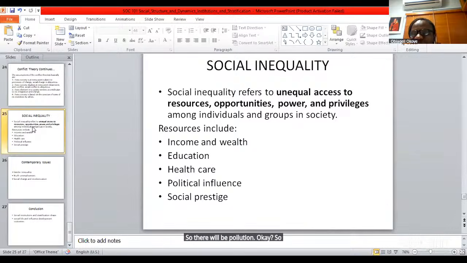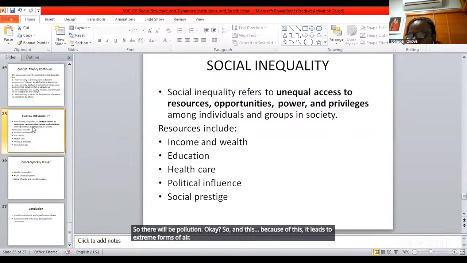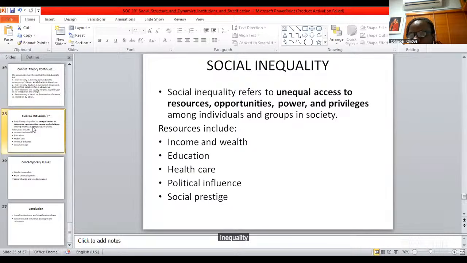Because of this, it leads to extreme forms of inequality, exploitation, and discrimination by the upper caste against the lower caste. The lower caste are not allowed to associate with the upper caste.